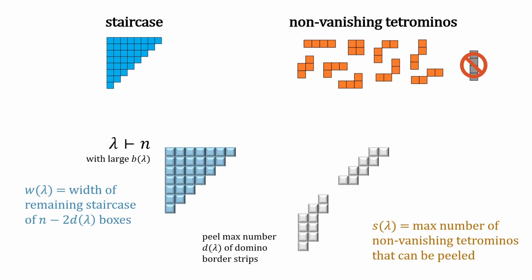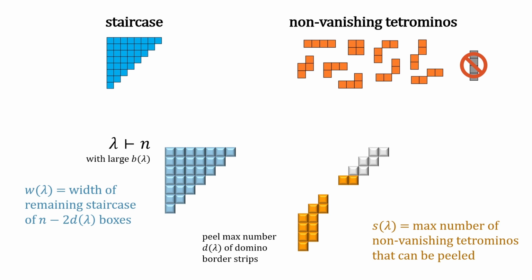In the shape consisting of the peeled dominoes, we then try to peel non-vanishing tetrominos. For the disconnected ones, which consist of two dominoes, we adopt this convention that we want to peel the dominoes individually, but making sure that the locations of the connected components that we peel don't share any rows or columns. Then we write S of lambda for the maximum number of non-vanishing tetrominos that can be peeled this way.